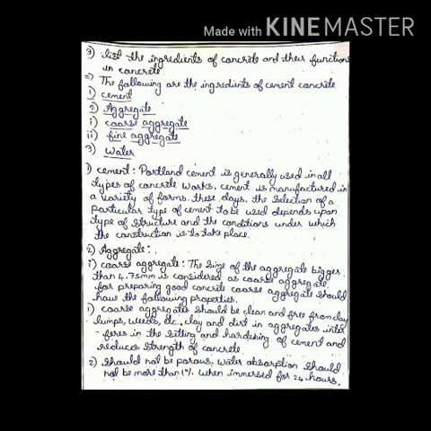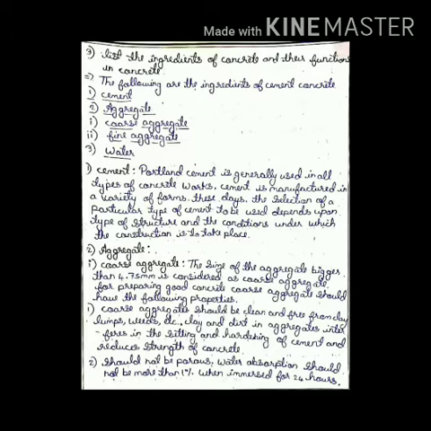The size of the coarse aggregate should be larger than 4.75 mm, then only it is known as coarse aggregate and is used for preparing good concrete. Then what should be the properties of the coarse aggregate? The coarse aggregate should be clean, free from clay, lumps, weeds, etc. Clay and dirt, if present in coarse aggregate, affect the setting and hardening of cement and also reduce the strength of concrete.